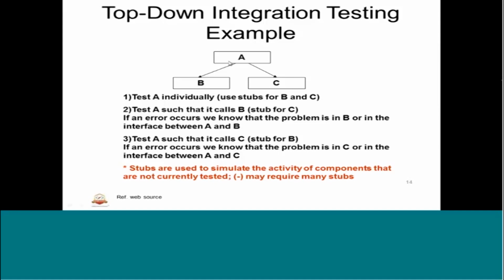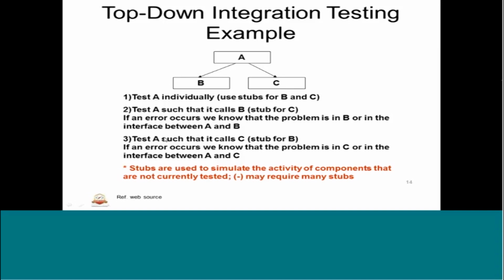So first we will test A individually, whether with the B and C stubs it is fine or not. Then we are going to test A so that it calls B, with a stub for C. This is very important because A is going to work along with B and C. It can call B or it can call C. Each one has to be tested with the actual module, and the other one is a stub. When we are testing C, the B is a stub.